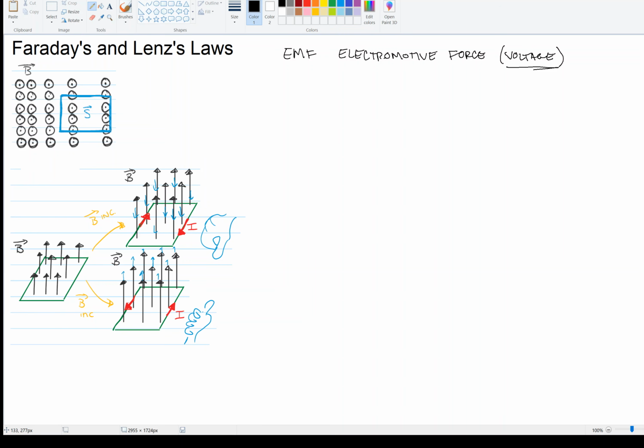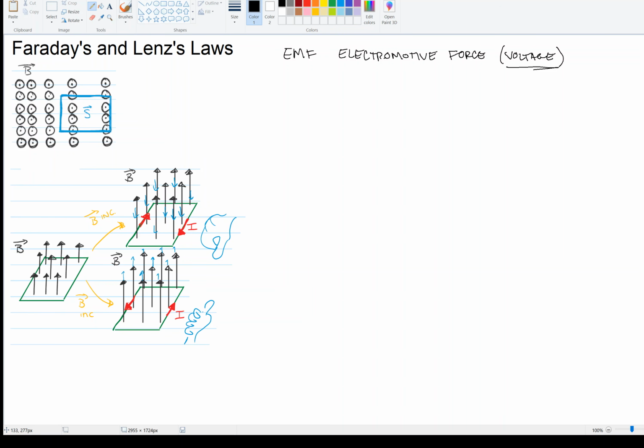Now if nothing changes, if that picture is just there for all time, then the flux of B through the loop S is not changing, and there is no current in the loop. Remember, Faraday said that the EMF is generated from a change in flux. So if B does not change and S does not change, then there is no change in flux, no voltage is induced, and there's no current in that conductive loop.